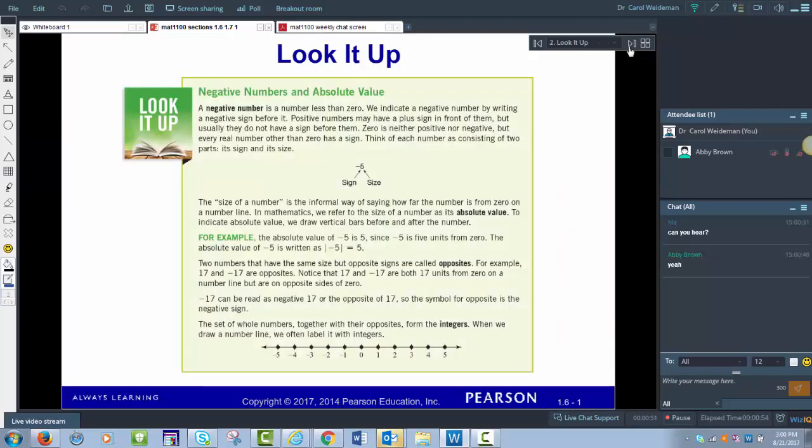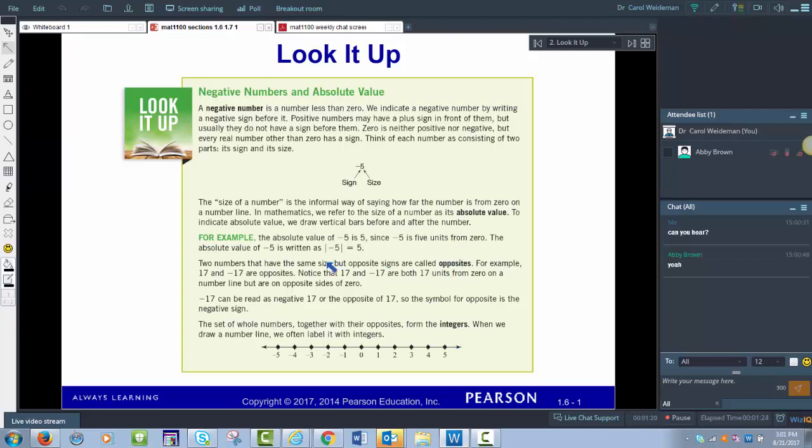And there's a box in your book here. I didn't write the page number down, but it's in section 1.6 about negative numbers and absolute value. Your book looks at a negative number, like -5, with the sign, which is either positive or negative, and then the size. If we look at a number line, the size tells us how many units we move along the number line, and the sign tells us the direction. So when negative numbers move to the left, positive numbers move to the right.